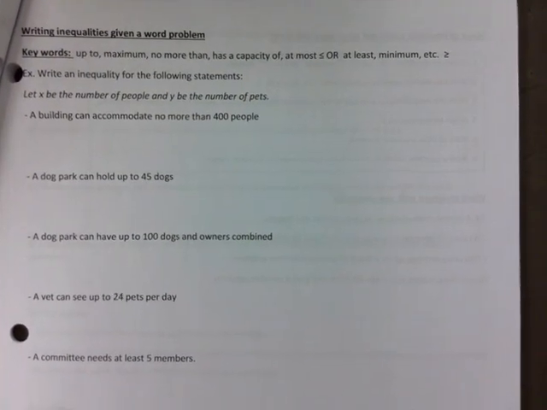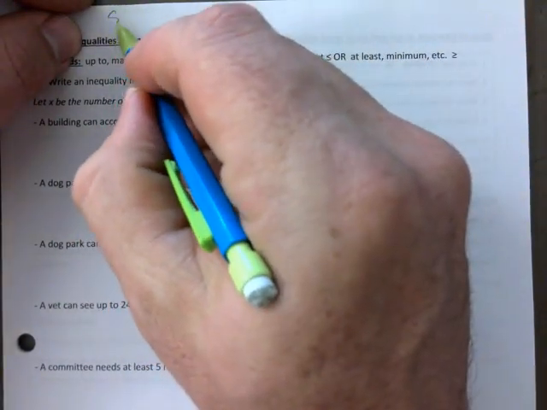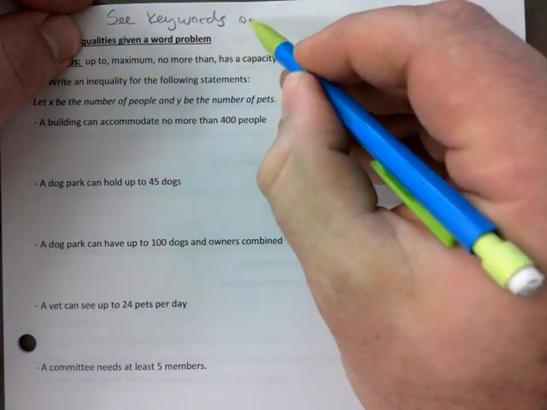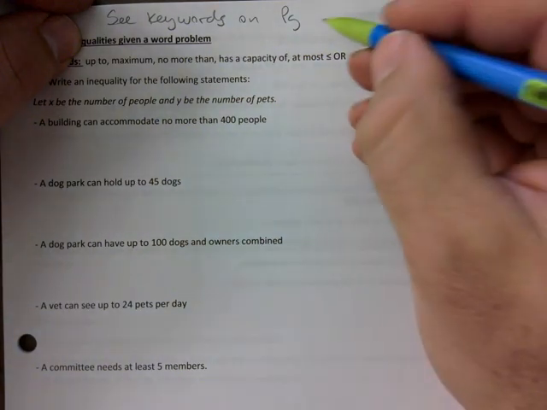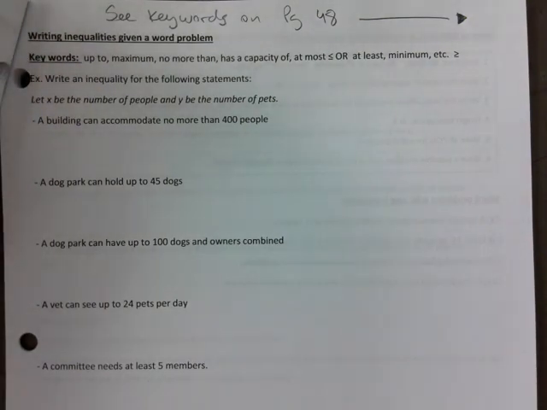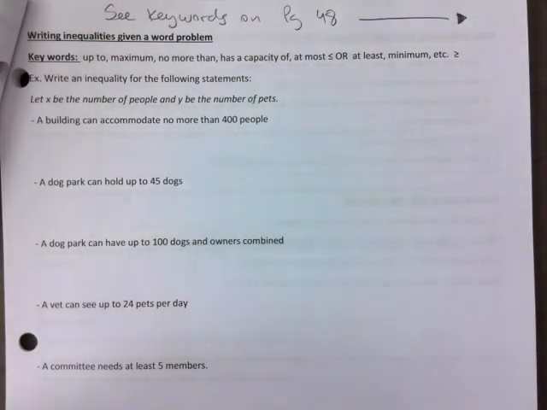Before we start here, I made a little note for myself to tell students to see keywords on page 48. We're going to go to 48 to add some keywords that are going to help you out. I would strongly recommend you having these keywords on your study sheet, because they tell you which way to point, okay?